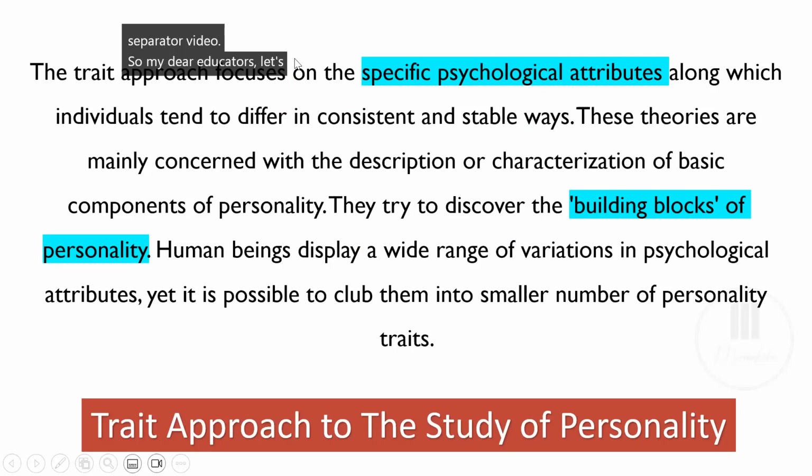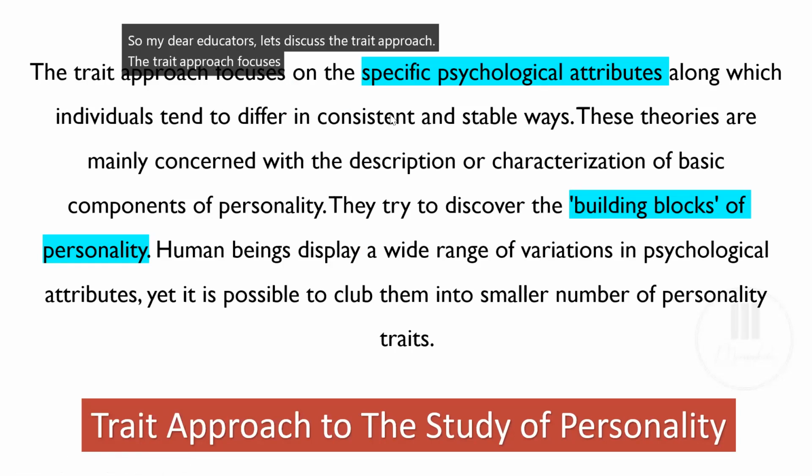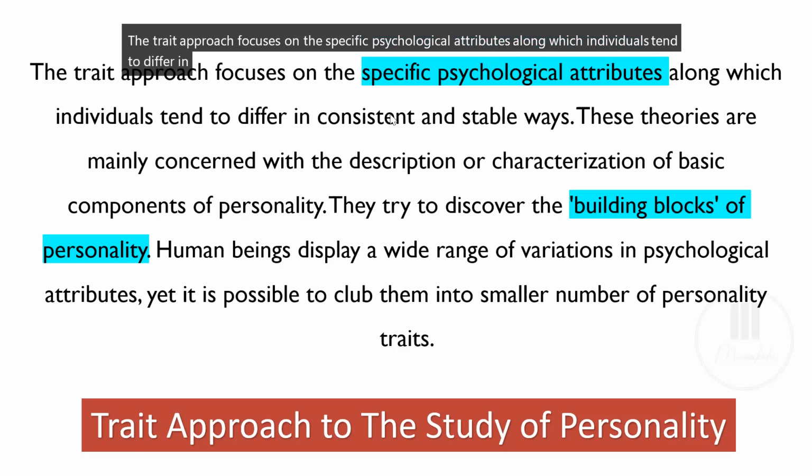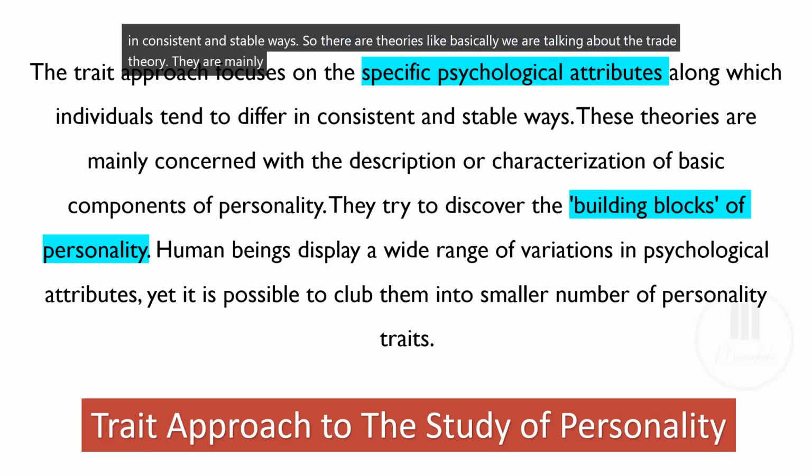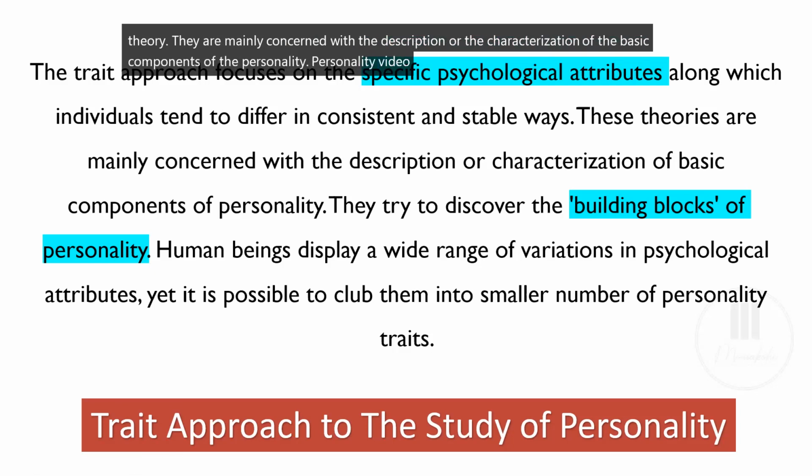The trait approach focuses on the specific psychological attributes along which individuals tend to differ in consistent and stable ways. Individuals are different from each other in consistent and stable ways. So basically we are talking about the trait theory. They are mainly concerned with the description or the characterization of the basic components of personality. They try to discover the building blocks of personality.